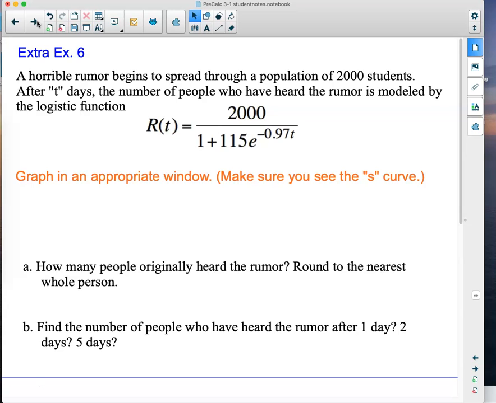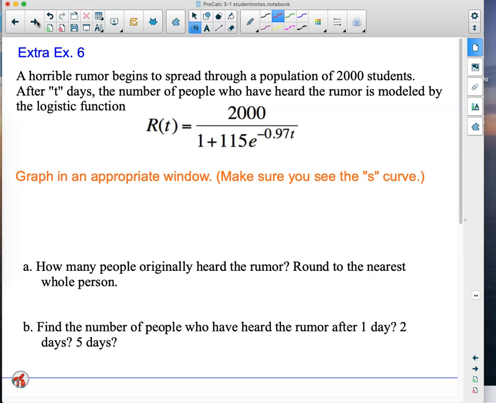So when our last objective was talking about using exponential and logistic functions to model population growth, that's exactly what we're doing here. This one says, a horrible rumor begins to spread through a population of 2,000 students. After t days, the number of people who have heard the rumor is modeled by the logistic function R of t equals 2,000 over the quantity 1 plus 115 e to the negative 0.97 t. And like it says, we want to graph this in an appropriate window. We want to make sure that we can see the entire S curve that we're looking at.